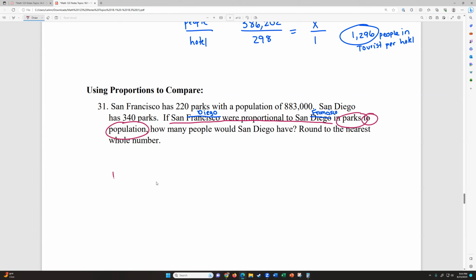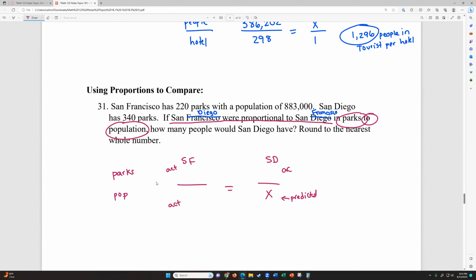Okay, so that tells me a couple things. I'm going to be doing parks on top of my fraction, population on the bottom, and I'm relating San Diego to San Francisco. So I'm going to have my San Francisco fraction and my San Diego fraction, and we're going to use the actual San Francisco value for parks, the actual San Francisco population, because we're relating San Diego to San Francisco. So we're going to use everything that we know is true about San Francisco. And then we are looking for how many people would San Diego have. So this is going to be our predicted value.